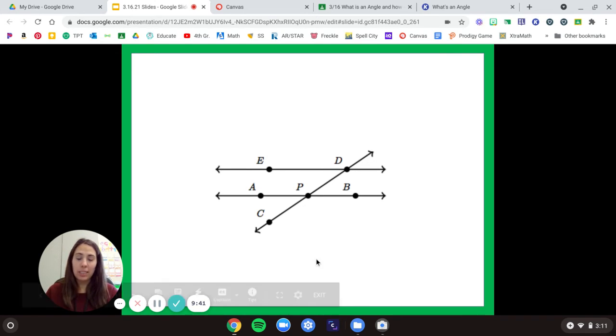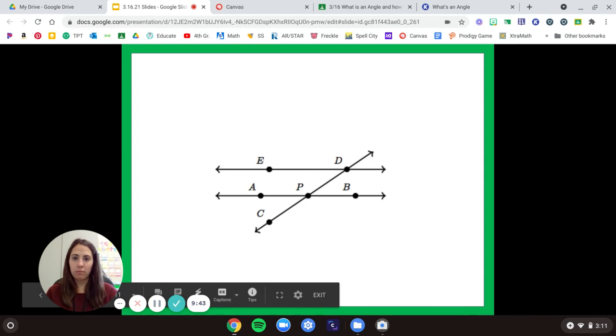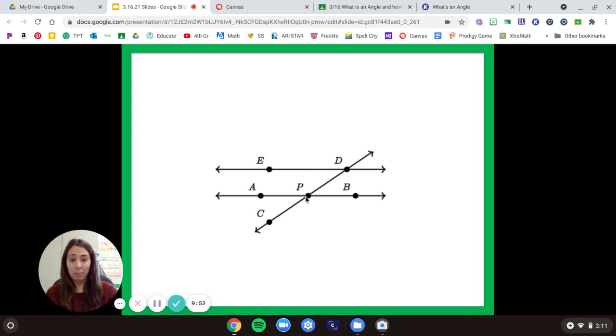All right. Oh, I see one more acute angle. Down here towards the bottom somewhere. How would I name that angle? Angle, we could do CPB, right, in between here. Or angle BPC.